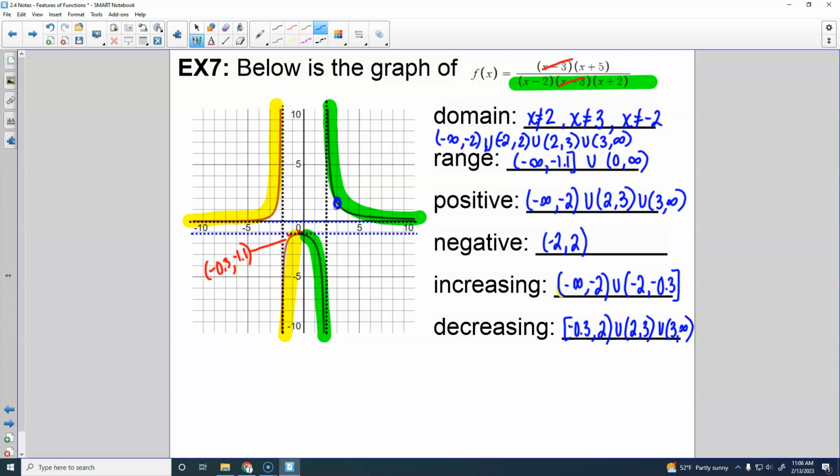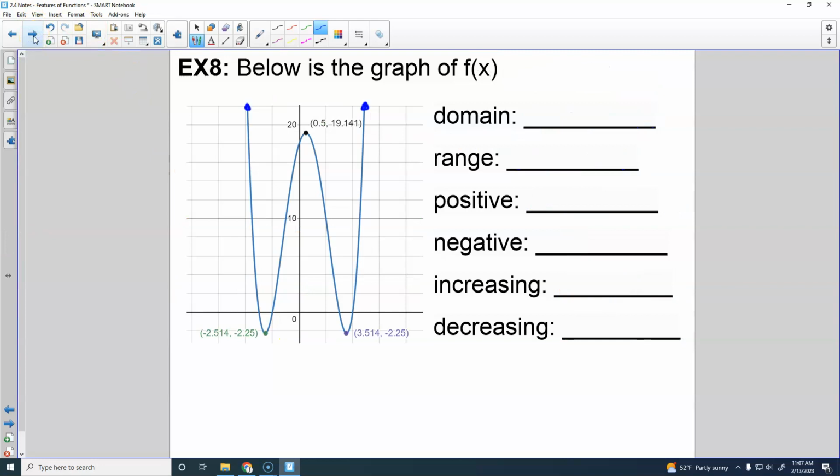Questions? I want you guys to try this one. It has no function. I think there's still a couple more points I need to give you. So this point right here is (-1, 0). This point right here is (2, 0). We're going to call this one 1.5.